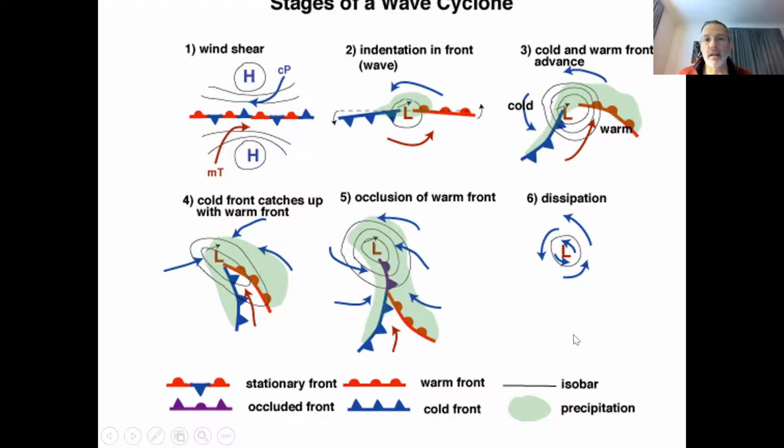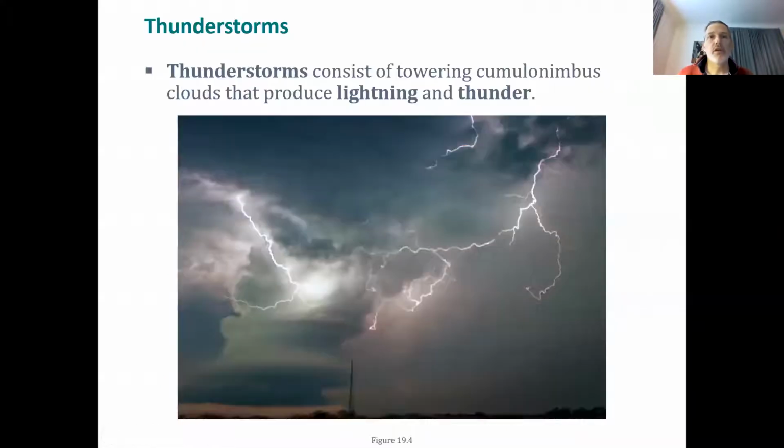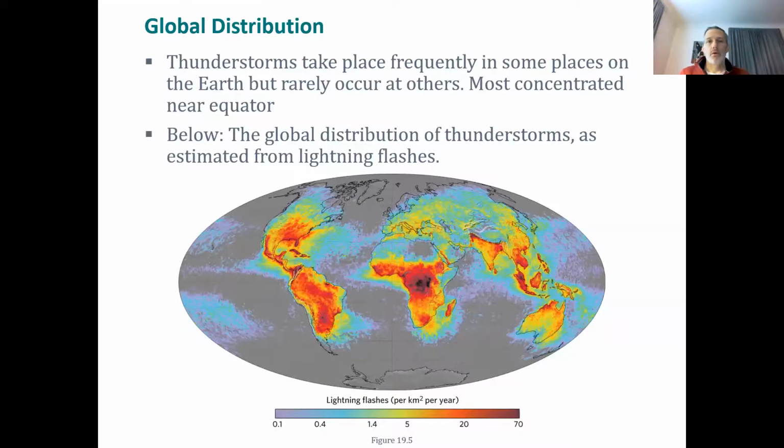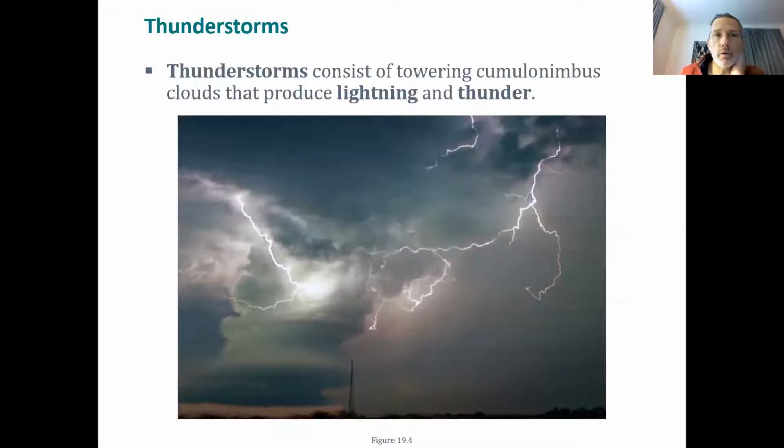And then finally, that low pressure is out, we're going to have a uniform air mass, and the low pressure center dissipates. So when we start looking at severe storms, the first severe storm is called the thunderstorm. And I'm sure you're very familiar with these thunderstorms, consistent with towering cumulonimbus clouds, again, puffy rain clouds. And these produce tremendous amounts of lightning and thunder.